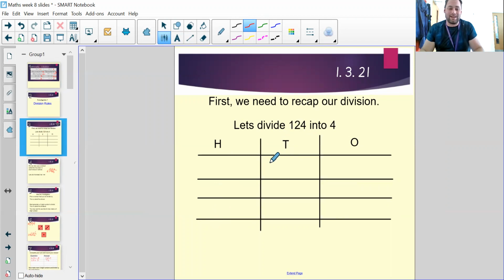So we put them into the tens column. 1, 2, 3, 4, 5, 6, 7, 8, 9, 10. We then have 2 more tens left over that go into our tens group. We now go to our ones and we've got 4 ones. 1, 2, 3, 4. We have shared these out equally. We've got 31 in each group. So 124 divided by 4 is equal to 31.